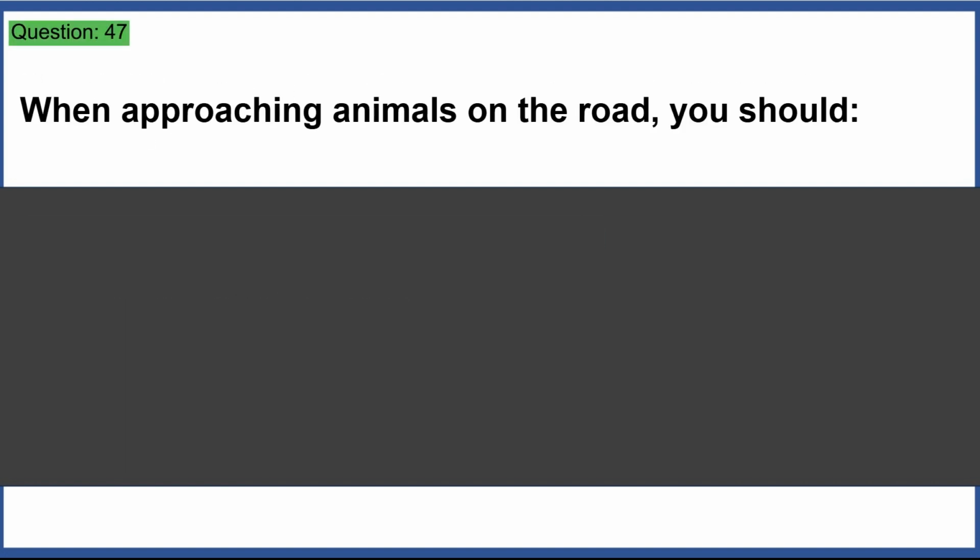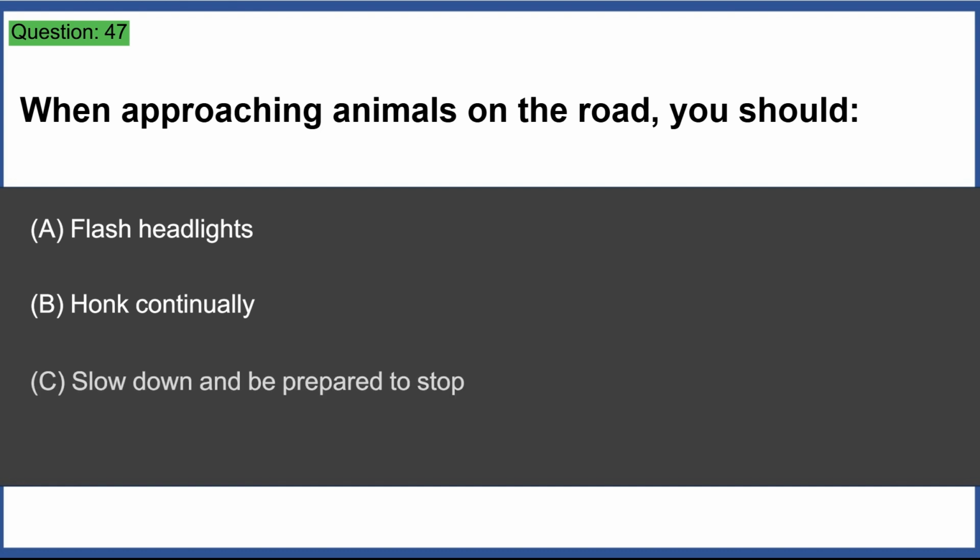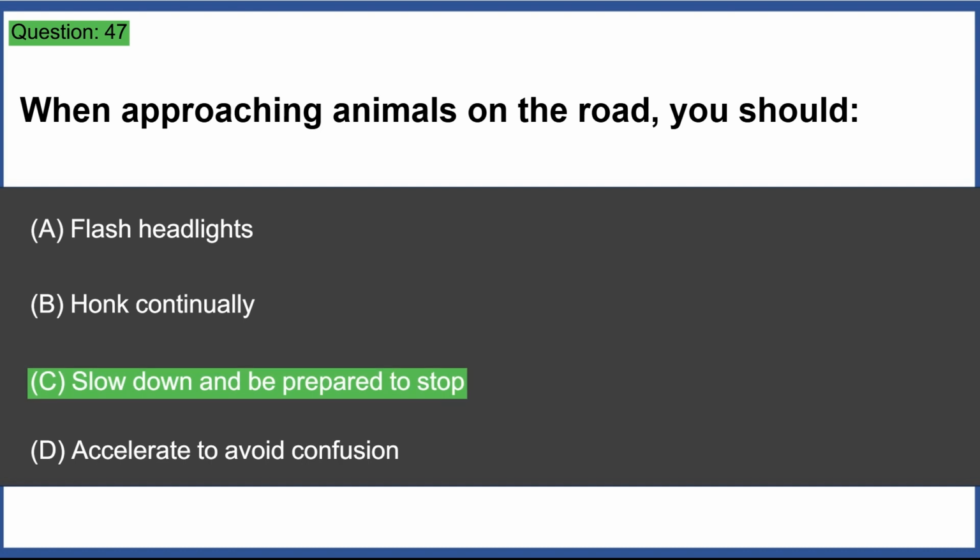When approaching animals on the road, you should: A. Flash headlights. B. Honk continually. C. Slow down and be prepared to stop. D. Accelerate to avoid confusion. Answer C. Slow down and be prepared to stop.